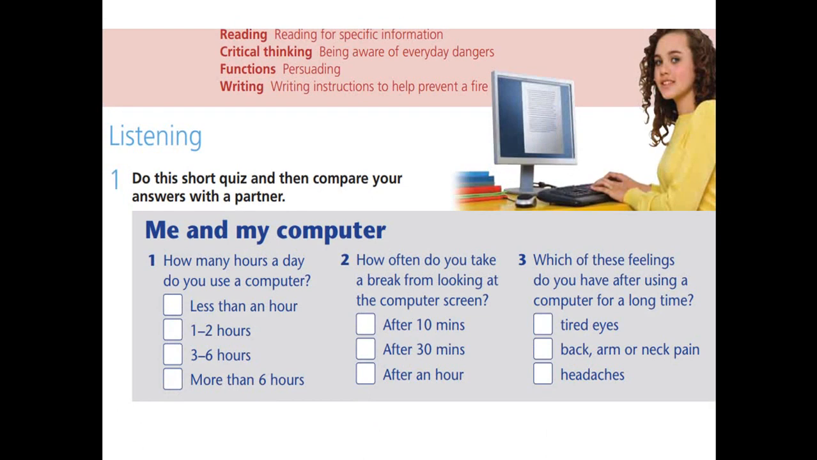Alright, now we come to our book, and please open your book on unit 12. Now, number 1: Do this short quiz and then compare your answers with a partner. When I say me and my computer, this means, when I work on my computer, I have to be comfortable, or as comfortable as possible. Okay, let's do this survey.